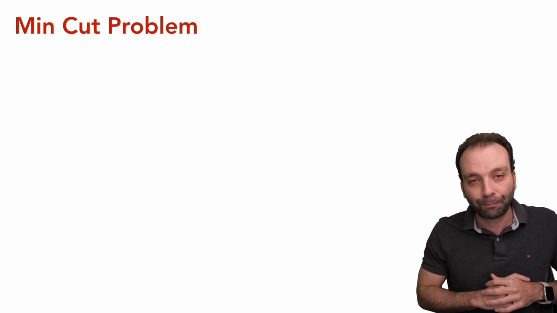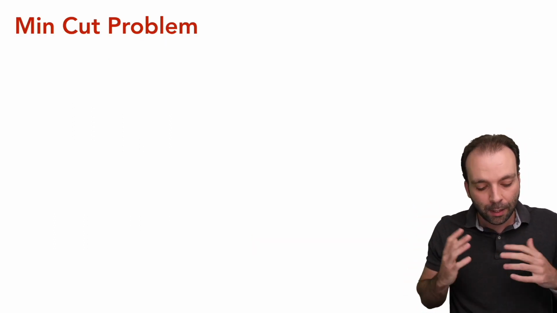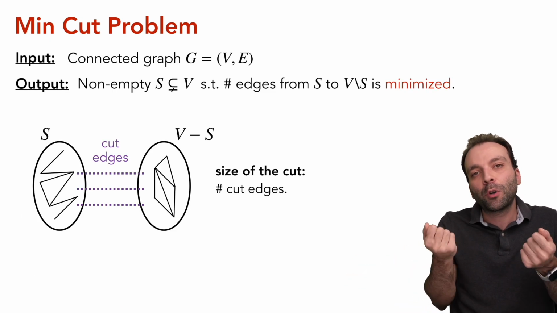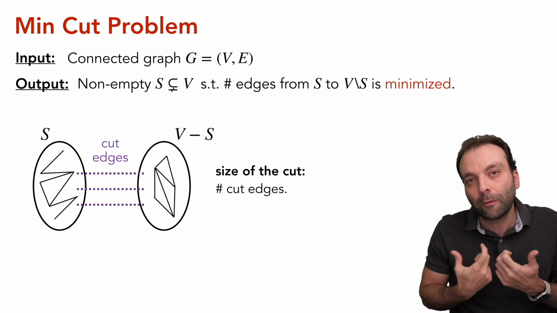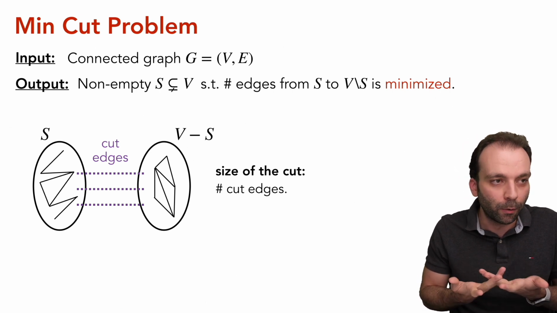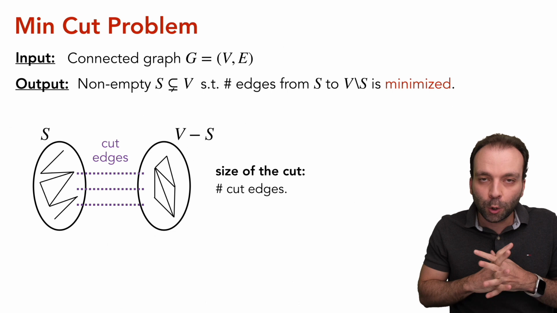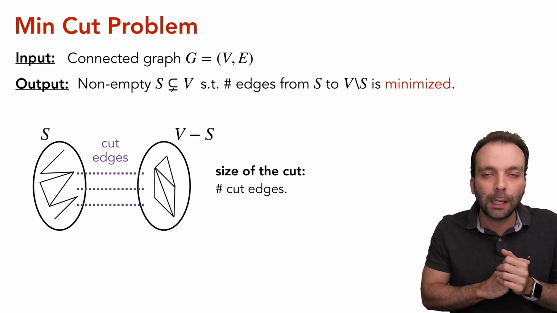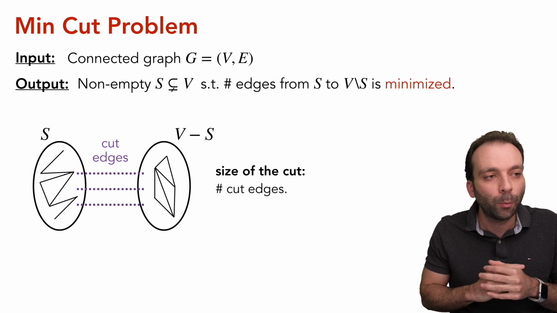The min cut problem. Okay, so we talked about max cut. Let's now talk about min cut. It's basically the same problem, but we're trying to now minimize the number of cut edges rather than maximize the number of cut edges. Here I'm going to assume that we start with a connected graph. It's just a bit more convenient to assume that the graph is connected to begin with.